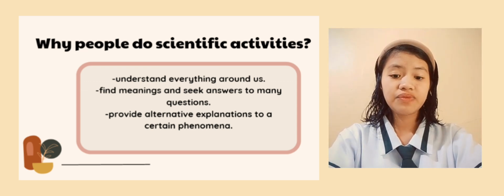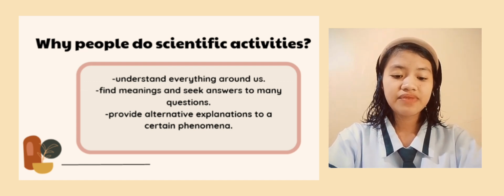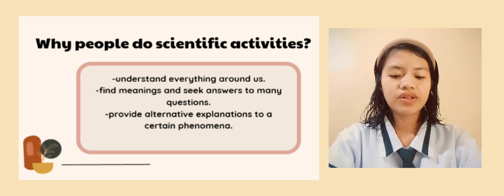And last is to provide alternative explanations to certain phenomena. Science also provides alternative explanations to phenomena that might seem mysterious or unexplainable. By using the scientific method, we can test hypotheses and find evidence-based answers. For example, ancient civilizations had various myths to explain solar eclipses. Today, we understand that an eclipse occurs through the alignment of the Earth, Moon, and the Sun.